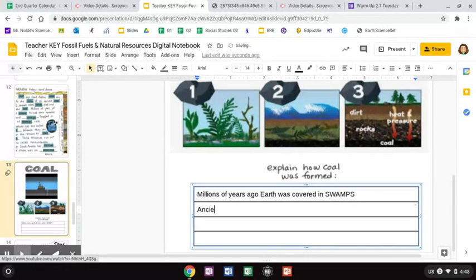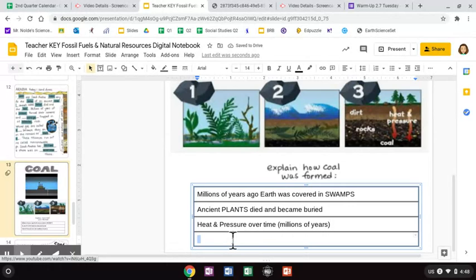Ancient PLANTS. And we're going to put plants in all caps. Ancient plants died and became buried. Heat and pressure over time, millions of years, changed the plants into coal.